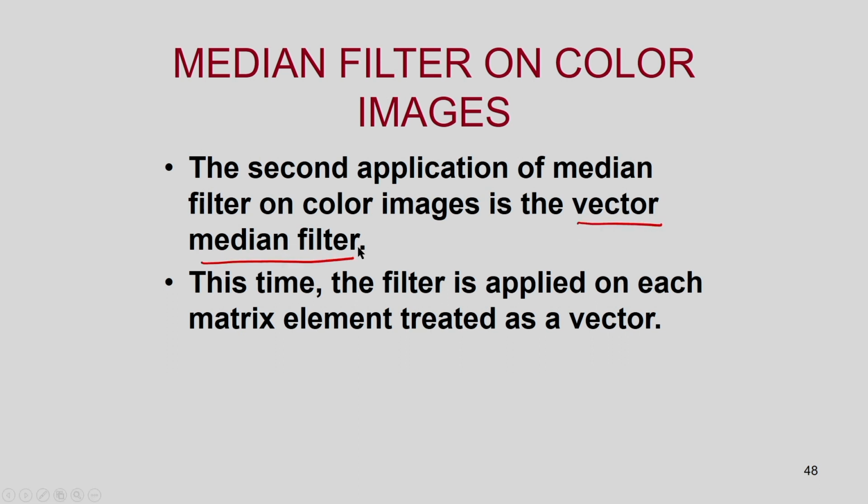So how to develop the vector median filter? What is the concept behind the vector median filter? Suppose I want to find the distance between two pixels. So what is this vector median? Suppose the distance between two pixels in terms of RGB value, and I am considering one window. In this window I am finding the distances.